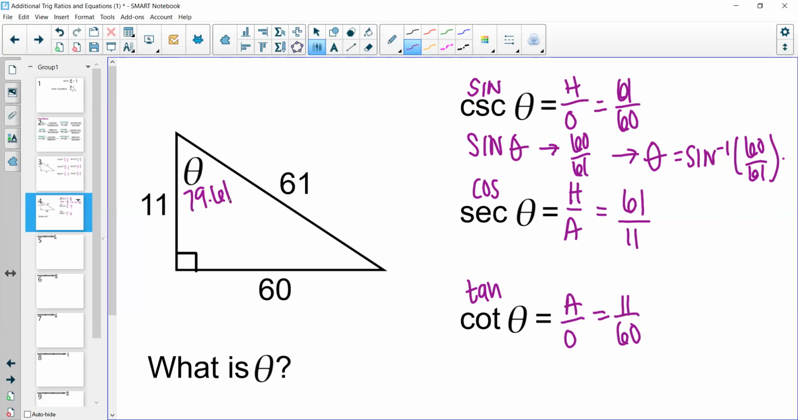And it should work for all of these. So if I do the inverse cosine of 11 over 61, we should get the same thing, which we do if we do the inverse tangent of 60 over 11. We should also get this, and we do. So 79.61 is what that angle measurement is, and we can use any of those inverse functions, but we do have to change them into sine, cosine, and tangent.